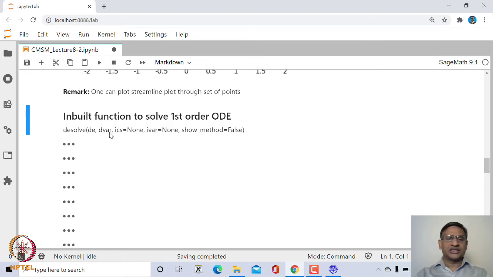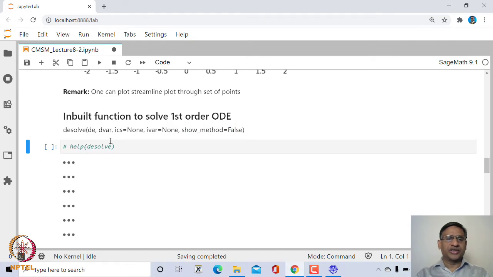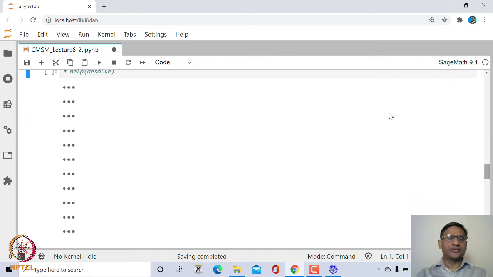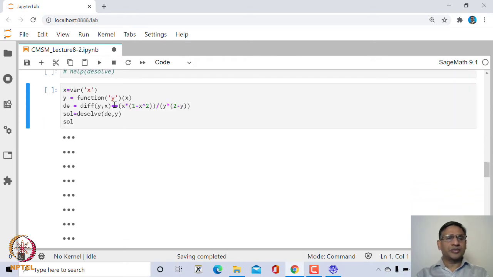So in this case let us see how it works. The function is DE-solve. You need to give the differential equation, the variable, and the initial condition if there is any, otherwise it will give you the general solution and initial variable name. You can also mention what method it is using. It has certain methods which you can display. You can of course take help on DE-solve and go through this help document in order to explore more about this function. So let us make use of this.